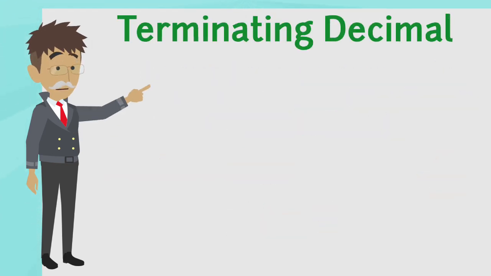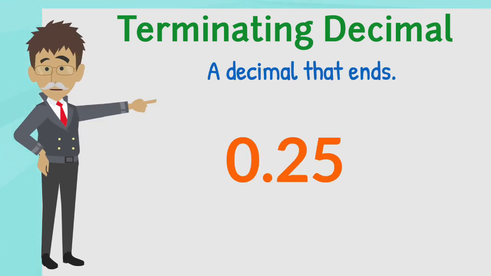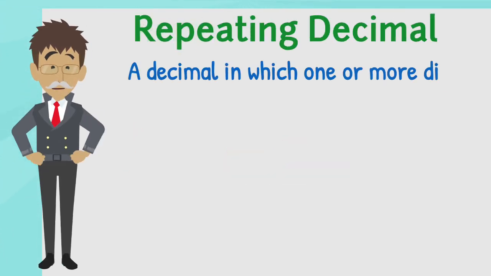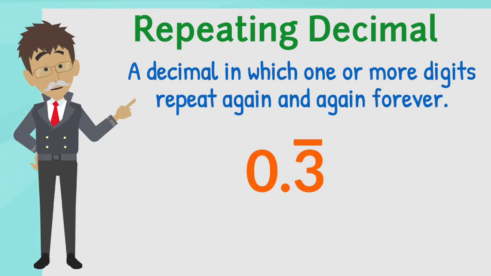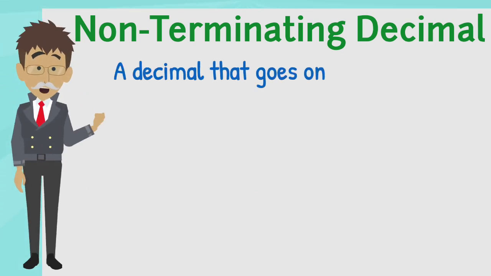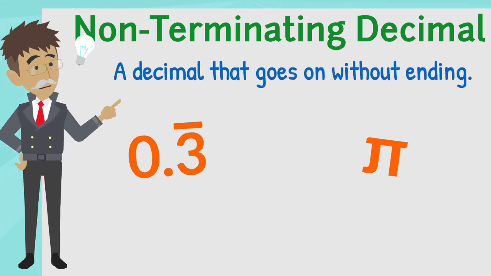Terminating decimal. A decimal that ends, such as 25 hundredths. Repeating decimal. A decimal in which one or more digits repeat again and again forever, such as 0.3 repeating. Non-terminating decimal. A decimal that goes on without ending. It may repeat or it may not.